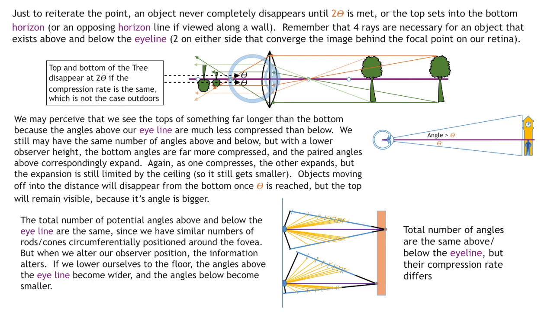Again, the total number of angles are the same above and below the eye line. We only have so many rods and cones, but their compression rate, as we get higher or lower against a tangible object, starts to differ. You can see here that the orange rectangle along the bottom diagram represents the horizon loss because we met theta sooner for the lower compression rate. We moved our eye line down, theta was met, and the horizon moved inward.